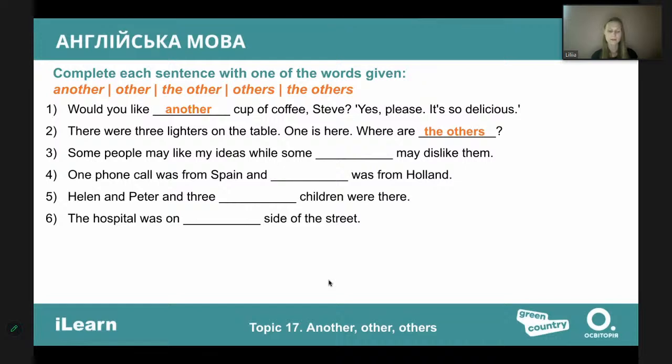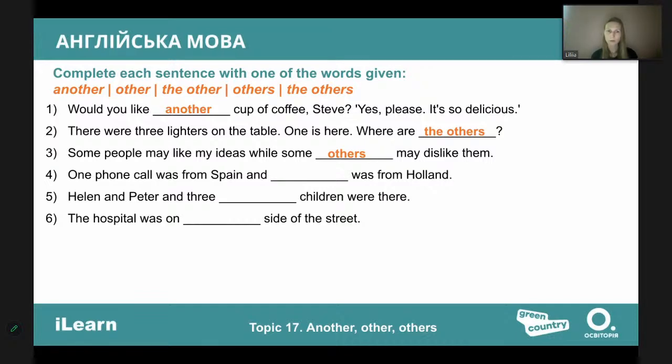The others, yes, but we know exactly what lighters we're talking about. Number 3, some people may like my ideas, while some may dislike them. While others, meaning other people, any random people. That's why just others.